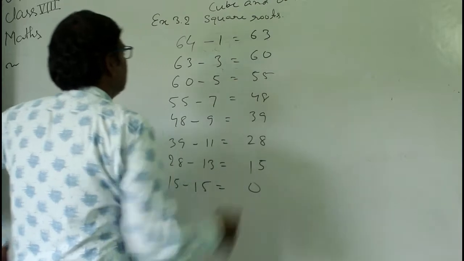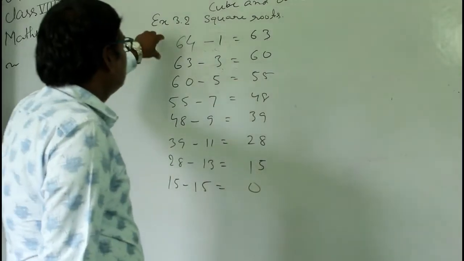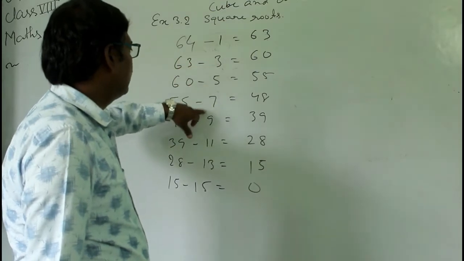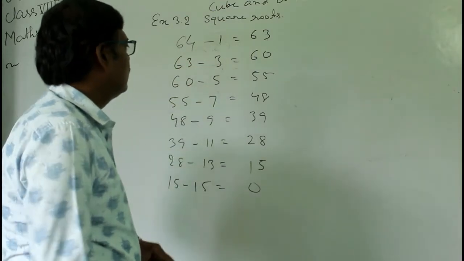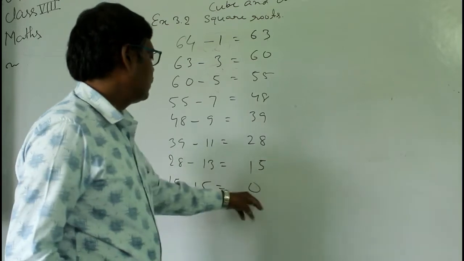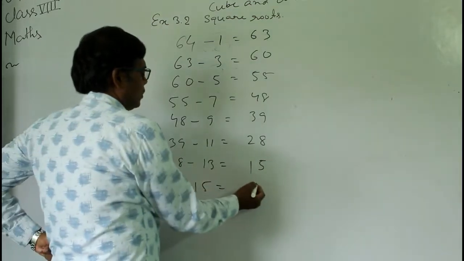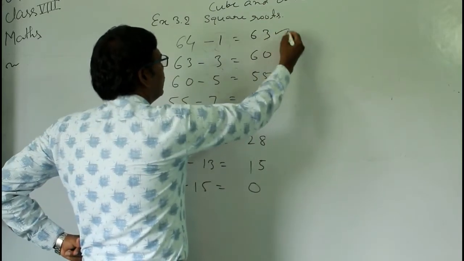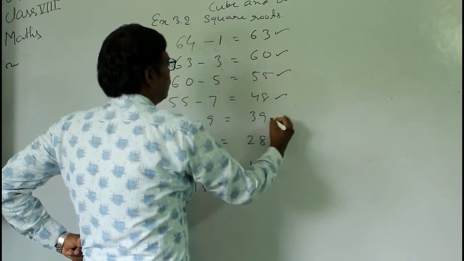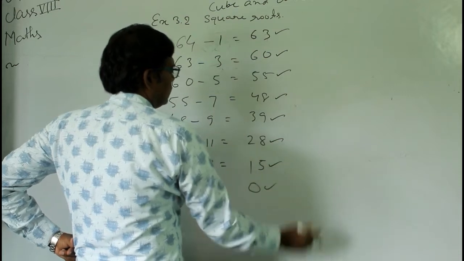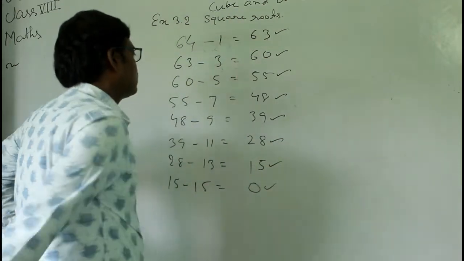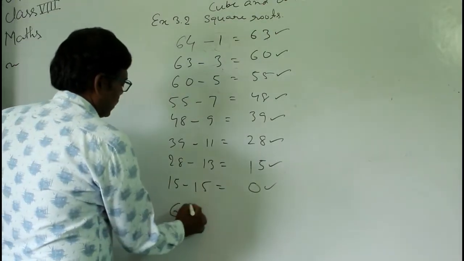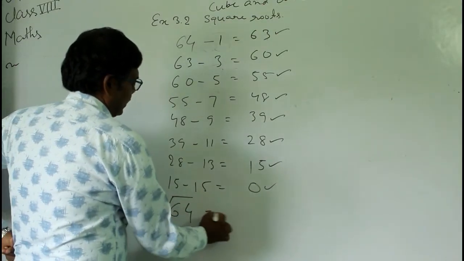Now see here that when you started subtracting the odd numbers like 1, 3, 5, 7, 9, 11, 13, 15, then in this step we got the difference 0. And in how many steps did we get this difference 0? You have step number 1, 2, 3, 4, 5, 6, 7, 8. So in 8 steps we got the difference 0. Therefore the square root of 64 is equal to 8.